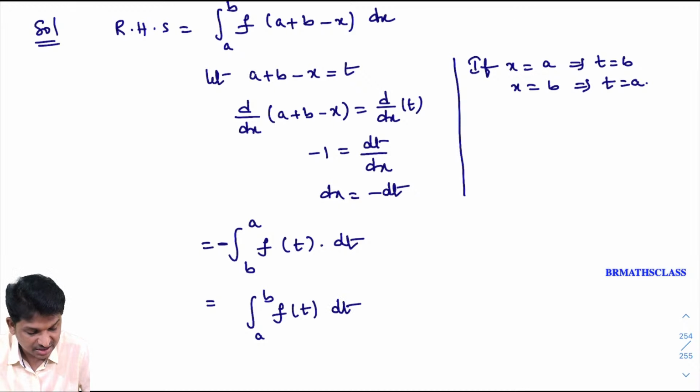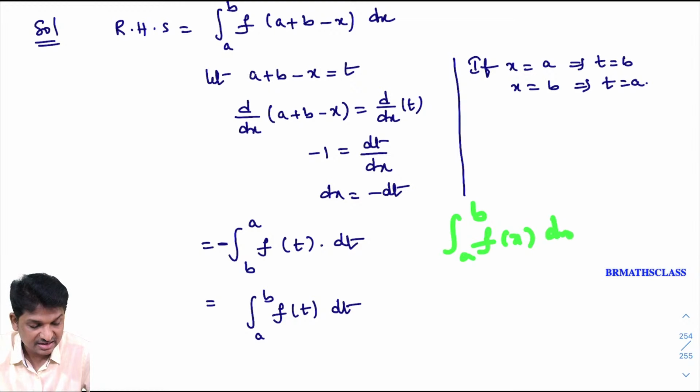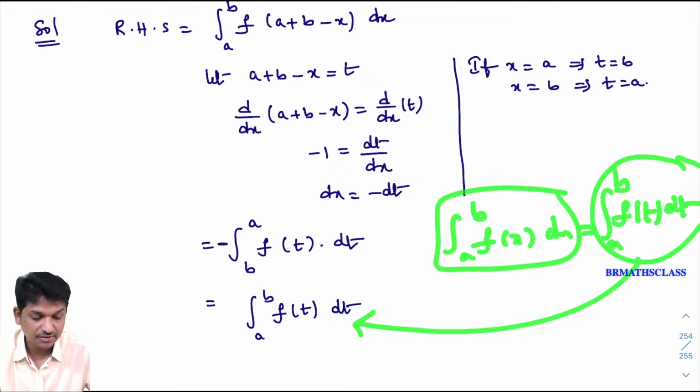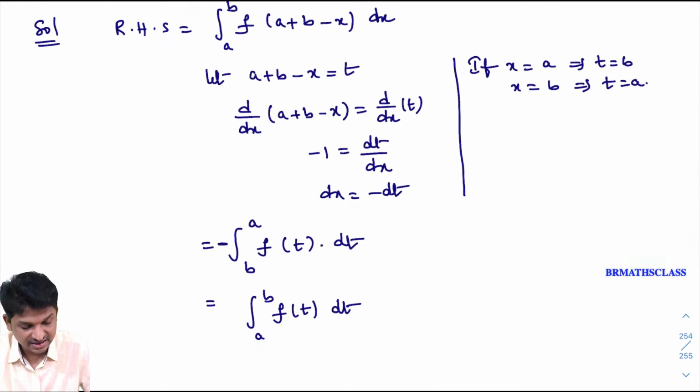See, second property, this is a dummy variable, right? So you know this property. What property? Integral of a to b f of x dx is the same as integral of a to b f of t dt. Now we have this one, integral of a to b f of t dt. That can be written as integral of a to b f of x dx, right? So I'll write that equal to integral of a to b f of x dx.